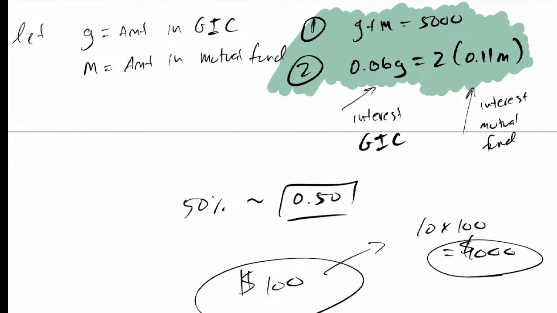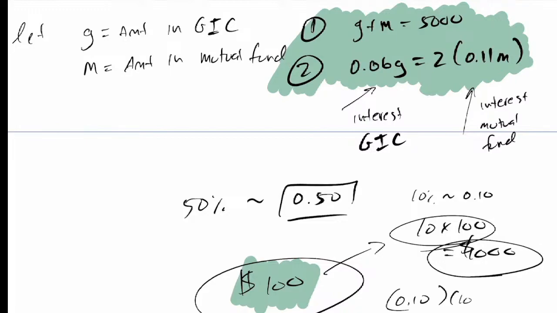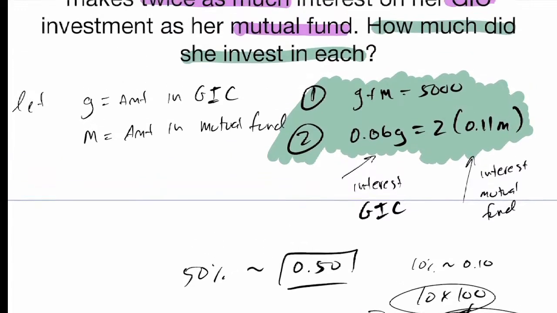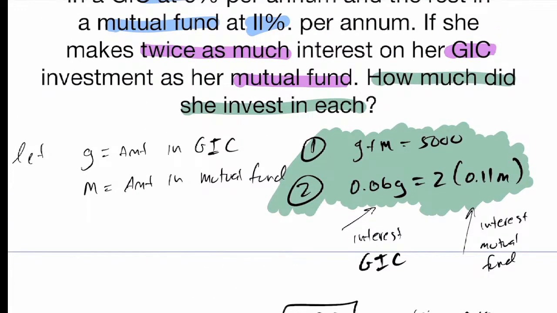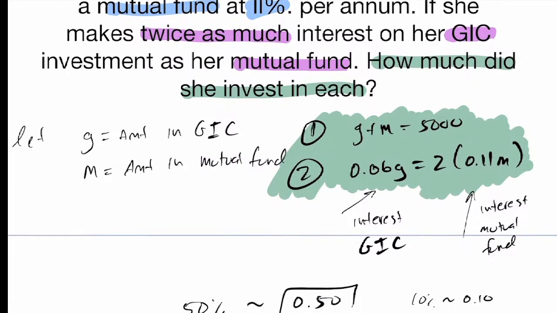If you have $100 and someone says, okay, you owe me 10% of that, 10% of 100 is 10, right? So typically what you do is you convert the percentage, which is 10%, to a decimal, which is 0.10. So this would be 0.10 times 100, which is 10, which is the correct answer. You always convert percentages to decimals, so divide them by 100. I did put 0.06G. It's right here.